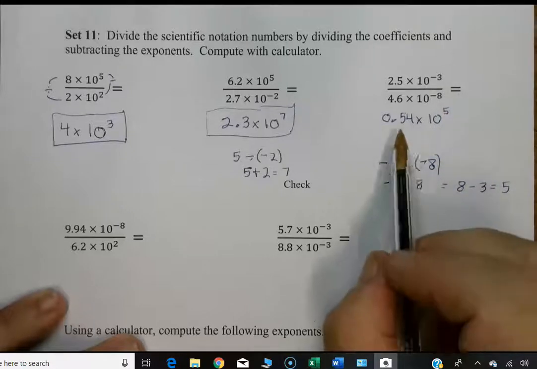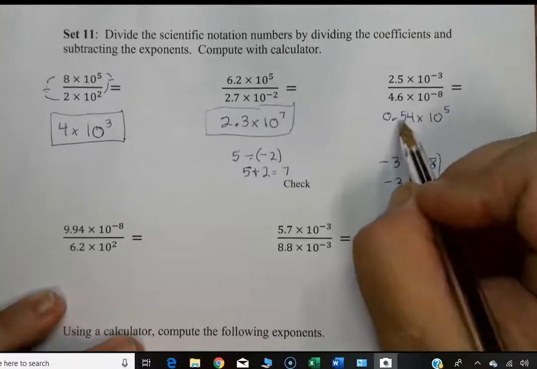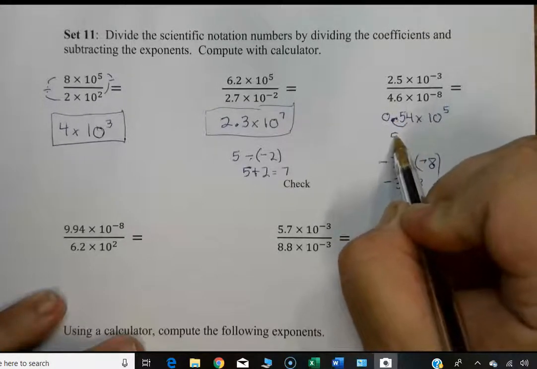Now, this is not a number between 1 and 10. In this case, this is the first time we've seen this, we have to make this number bigger. We have to move the decimal over there to make it 5.4.